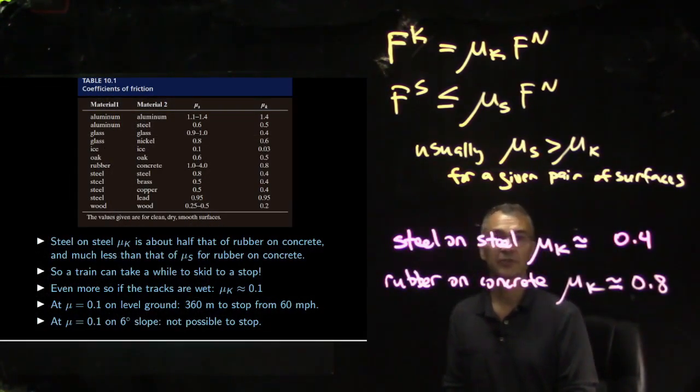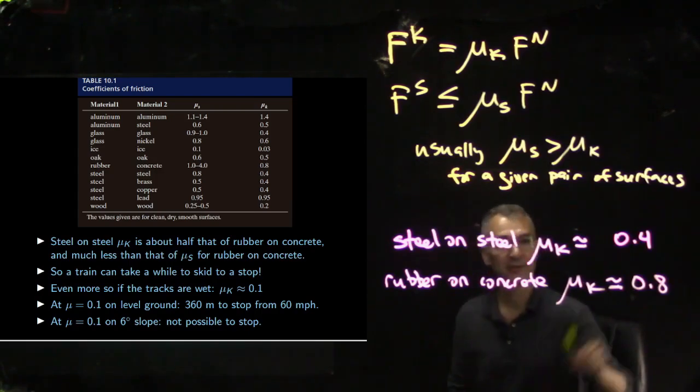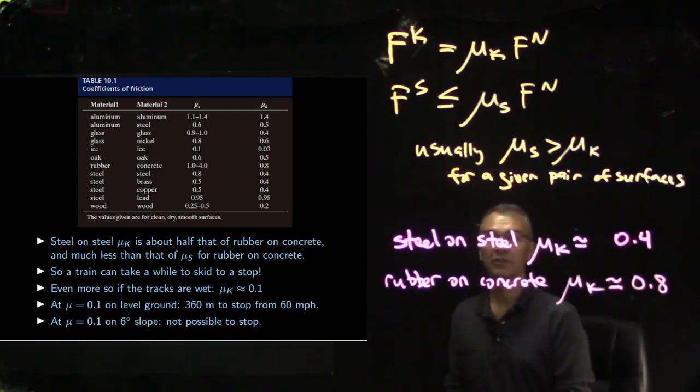For steel on steel, the coefficient of kinetic friction is about 0.4, and for rubber on concrete, it's about 0.8. And actually, steel on steel, if the tracks are wet, if you think about a train being able to stop, it's even lower. It's about 0.1. So it could really take a train a while to skid to a stop. I remember learning never ever think you can beat a train across a grade crossing.